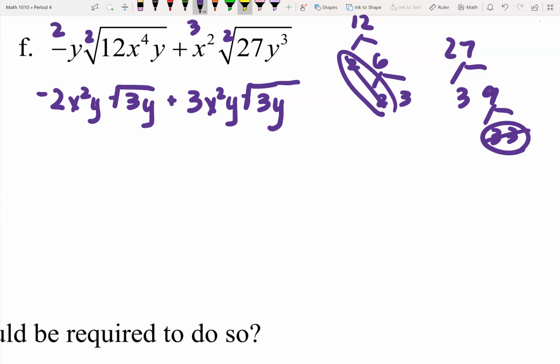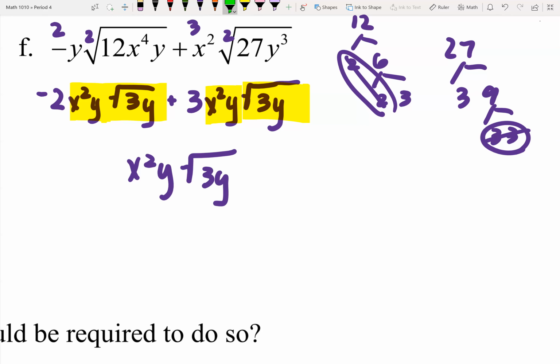Now the question is, can I add these? What's the answer? No. Look, x to the second y, x to the second y. Square root of 3y, square root of 3y. Everything's fine. So they match. So it's going to be x to the second y, square root of 3y. A negative 2 and a positive 3 is a positive 1. That's my answer. That's it.